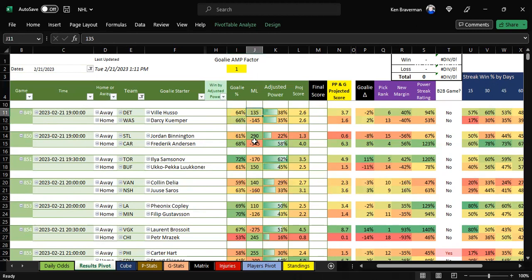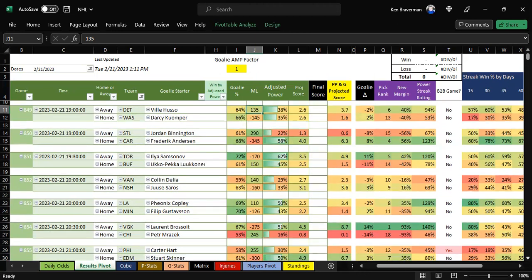All right, so like I said, pick number one for betting both sides. We're taking Detroit plus 135. Hopefully they get off to a lead, and the Caps come back to win. Next, St. Louis, Carolina.